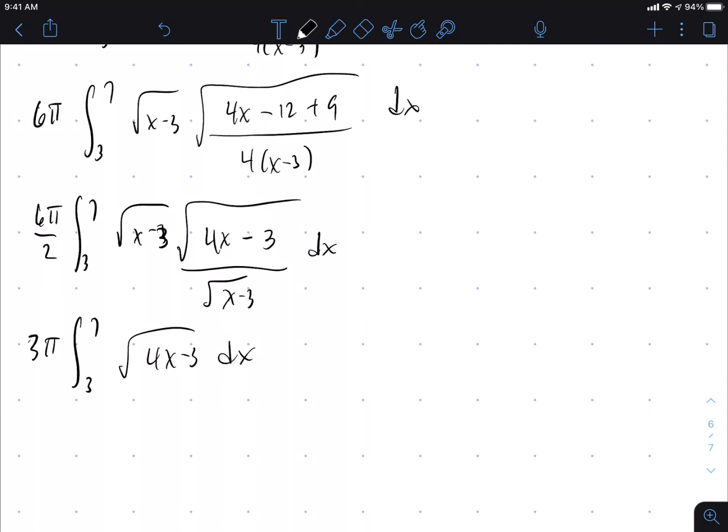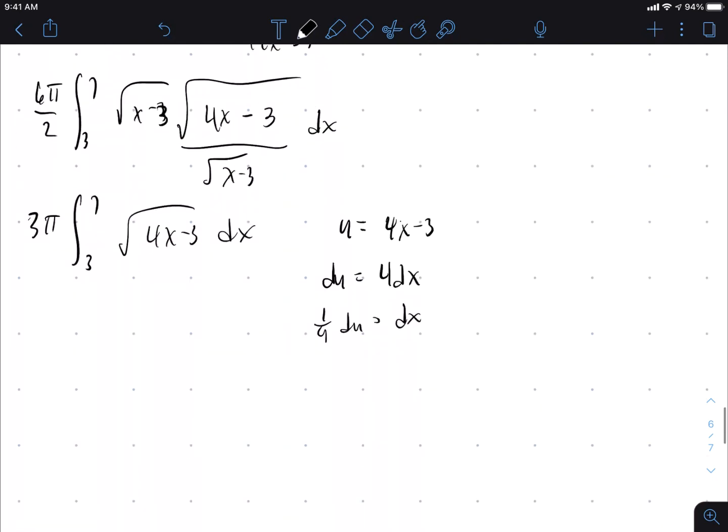The u sub? Yep, u sub. So u is going to be 4x minus 3, so du is 4 dx, so 1/4 du is dx. And so I'm going to get 3 pi over 4 root of u du. Do you want to change the values? Yeah. So if you plug in 3, I'm going to get 12. This is going to be 9. If I plug in 7, it's going to be 25.